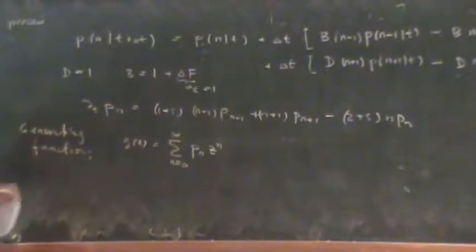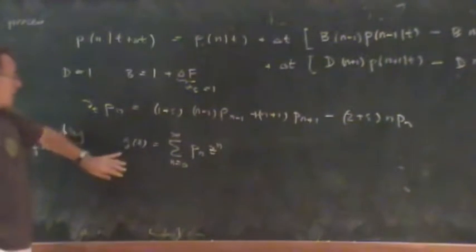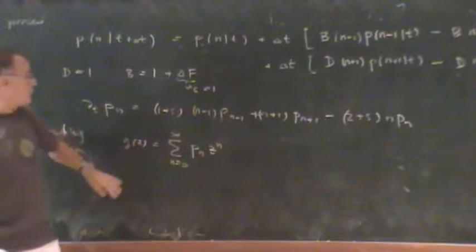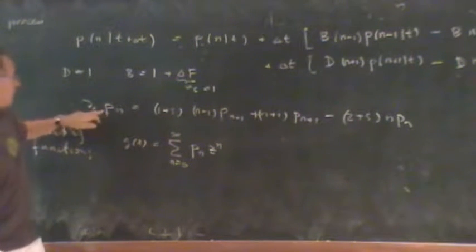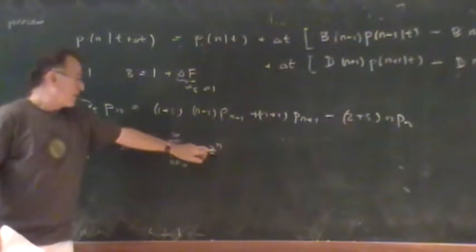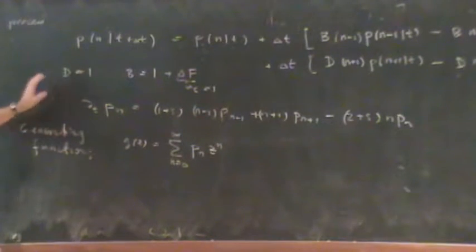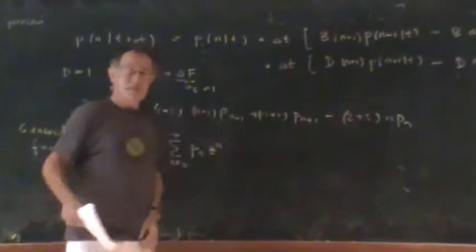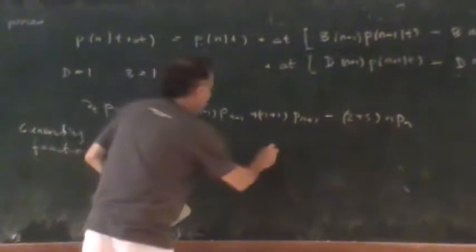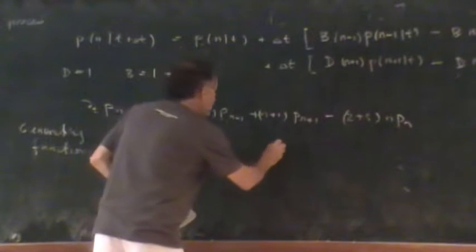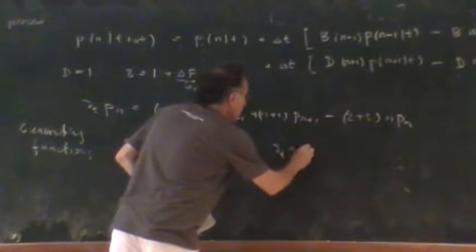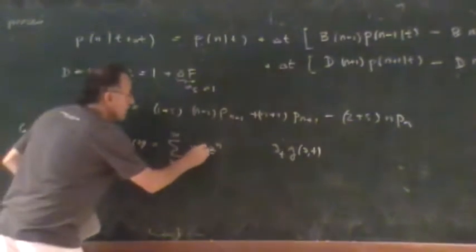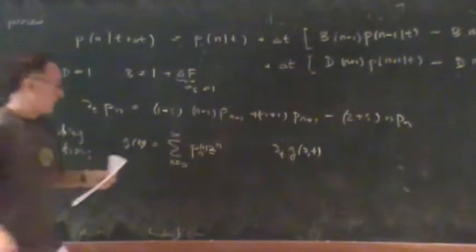So that's what we're going to do. And, well, as you see, the equation is linear, so all we have to do is multiply this equation by c to the n, sum over n, rearrange the terms a bit, and you're going to find an equation for the generating function. As I should have said, this of course is a function of t, because p sub n is a function of t.